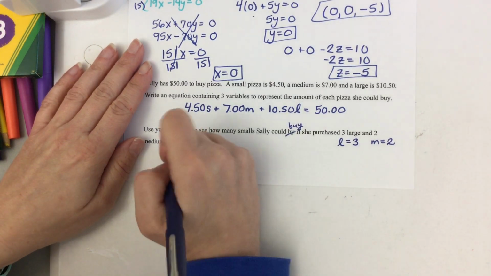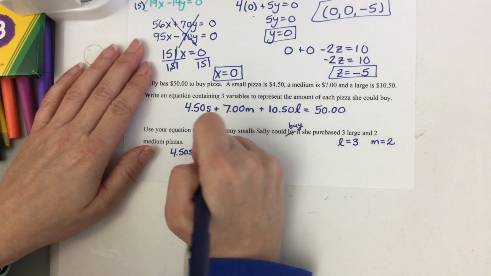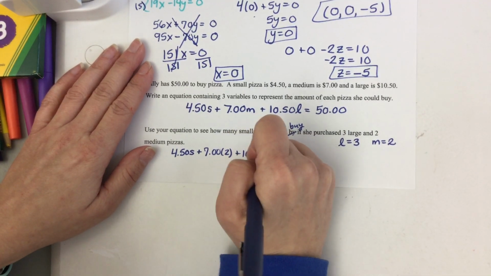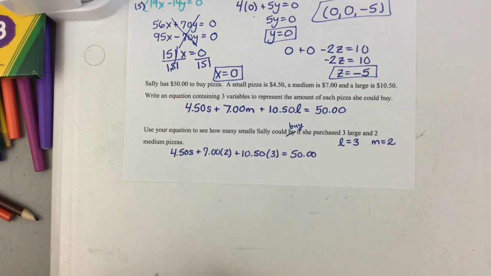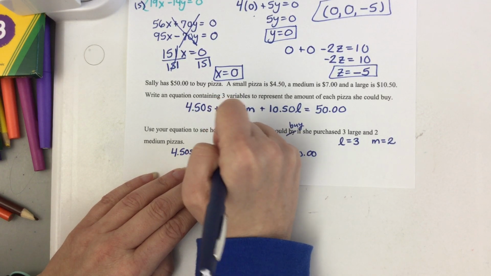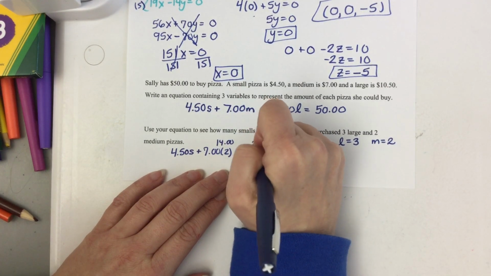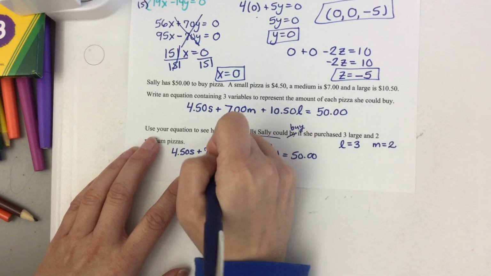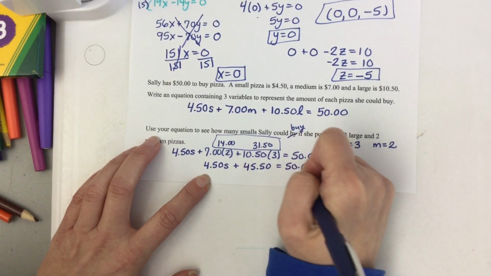So if I go ahead and I fill those in, $4.50 per small. She's getting 2 mediums at $7. So I'm replacing M with a 2. $10.50 per large. She's purchasing 3 larges. She has $50. Well, if I go ahead and do the calculations, $7 times 2, this is $14. $10.50 times 3, this is $31.50. So I have $4.50 per small, plus if I combine these, it's $45.50 equals $50.